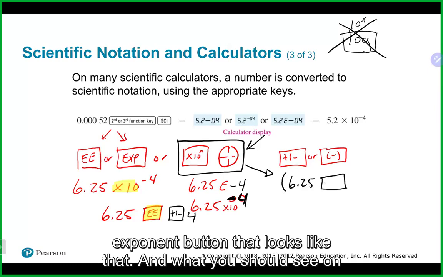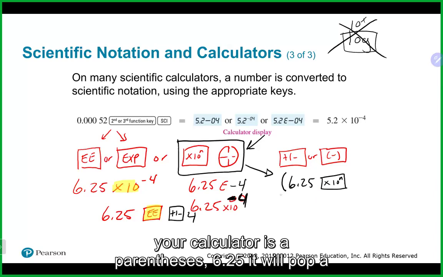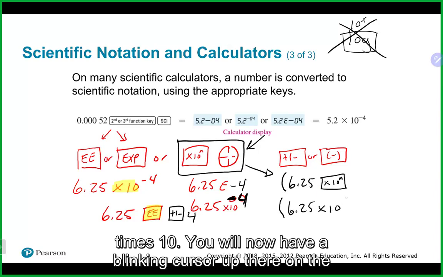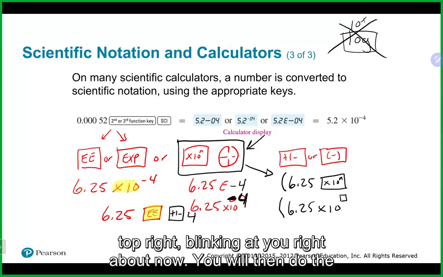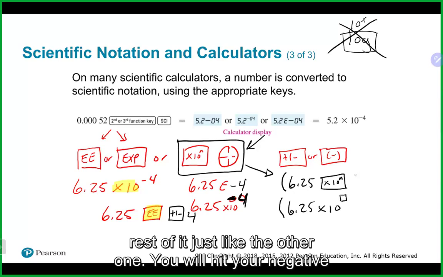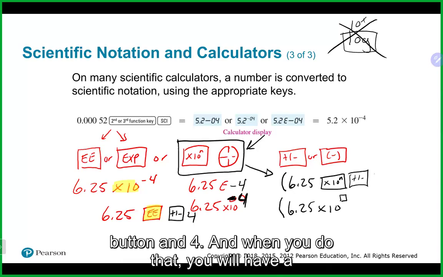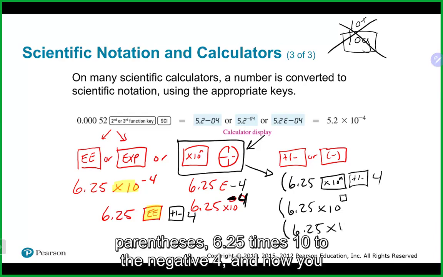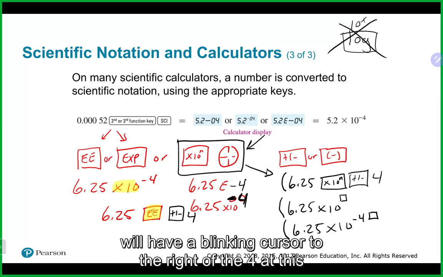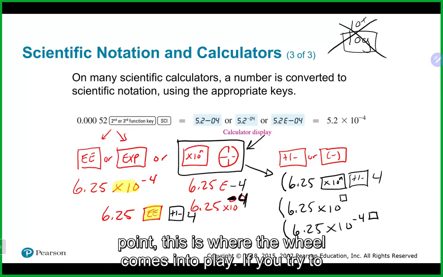You would then hit your exponent button that looks like that. What you should see on your calculator is a parentheses, 6.25. It will pop up a times 10. You will now have a blinking cursor up there in the top right. You will then do the rest just like the other one. You will hit your negative button and 4. And when you do that, you will have a parentheses 6.25 times 10 to the negative 4. And now you will have a blinking cursor to the right of the 4.